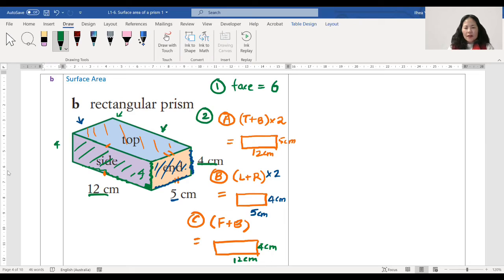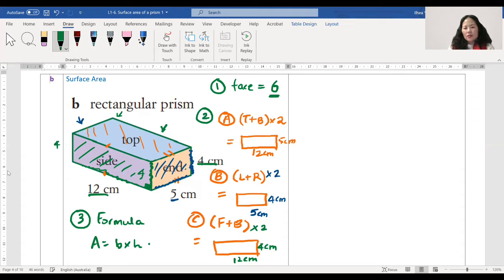So as you can see, we have 3 different types of rectangles here, 2 each. That adds up to 6 faces, isn't it? So there's 2 for the front and the back, 2 for the left and right, and 2 for the top and the bottom. Now we know the formula: the area is base times height.